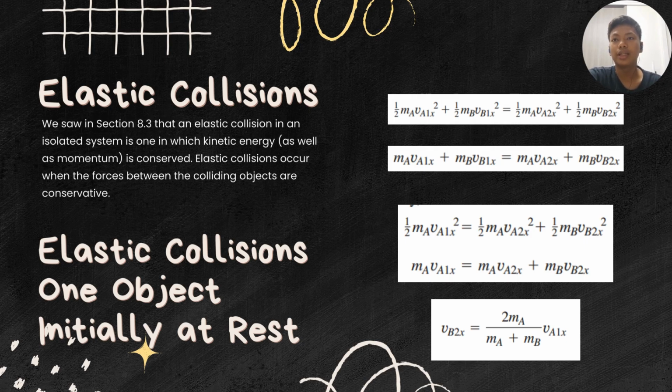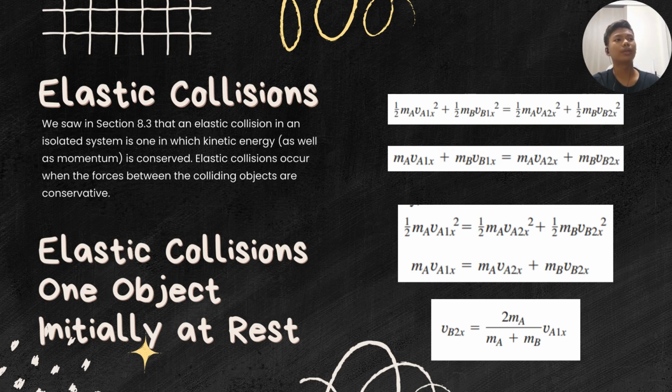Now let us move on to elastic collisions, one object initially at rest. The general solution to the above equation is a little complicated, so we'll concentrate on a particular case in which object B is at rest before the collision. So this means that the velocity of the second object is 0. Think of B as a target for object A to hit. Then the kinetic energy and momentum conservation equations are, respectively, as shown.